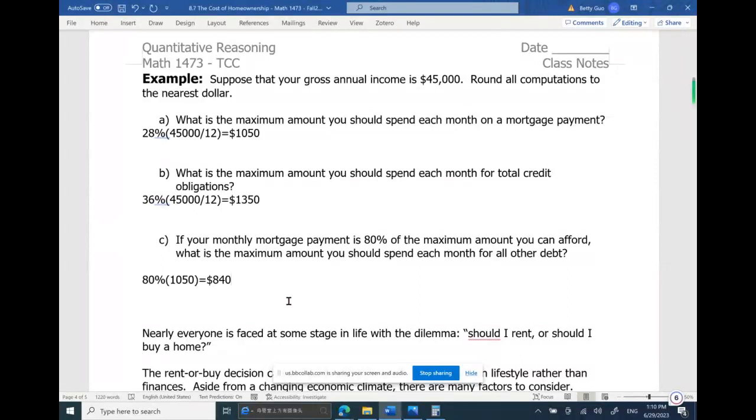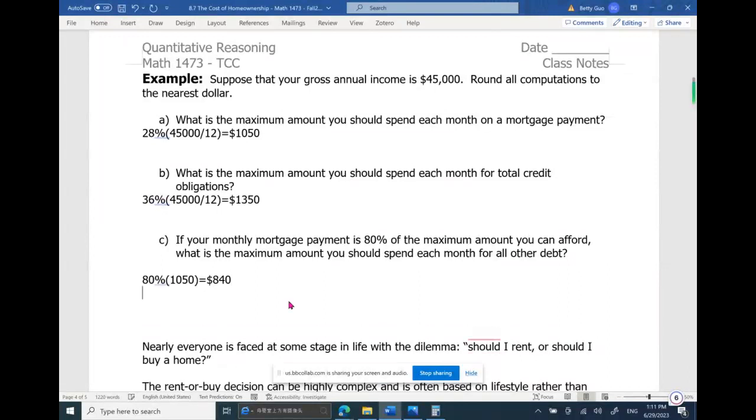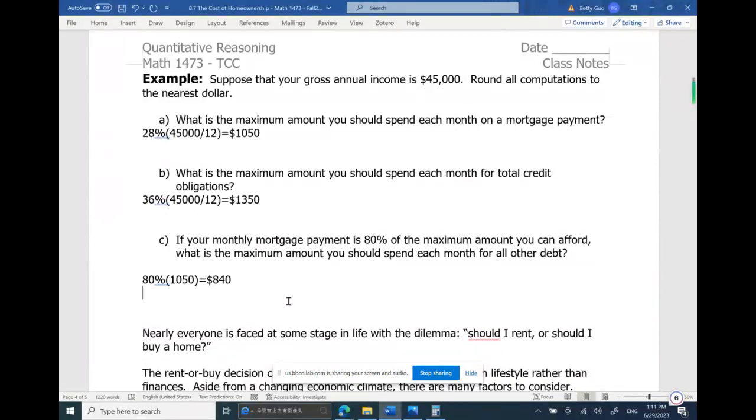So you save that much money from the home mortgage, so you can spend that to pay for your other debt, right? So what's the maximum amount you should spend each month for your other debt? From part B, we know the maximum amount of total debt is $1,350. Since your mortgage saved some money, you can add that money on top of the, oh, no. So what's the maximum amount you should spend each month for all other debts? Then that would be 300 plus 840. Spend each month for all other debts. That means exclude the home mortgage, right?